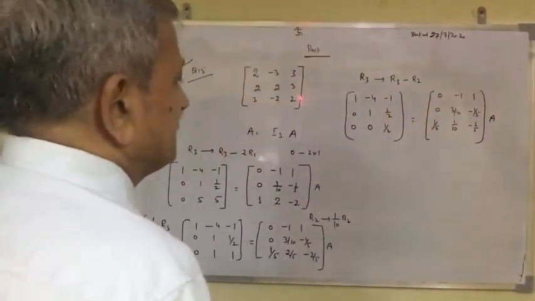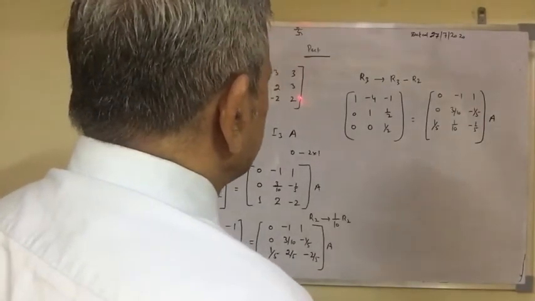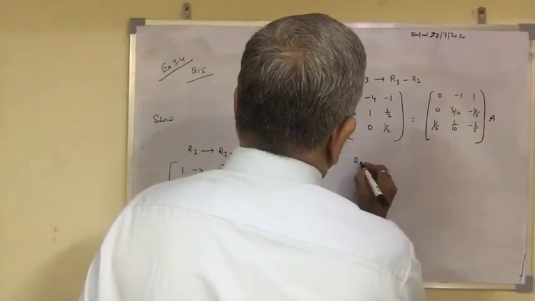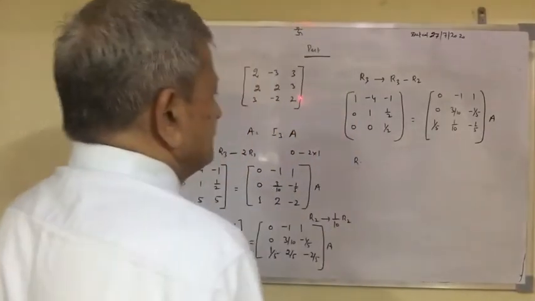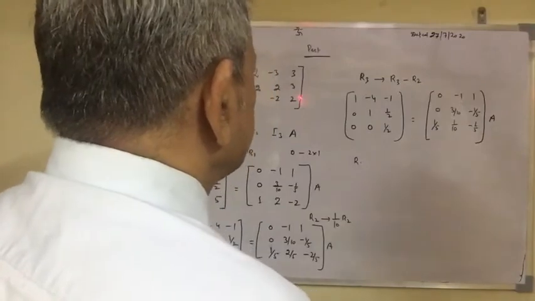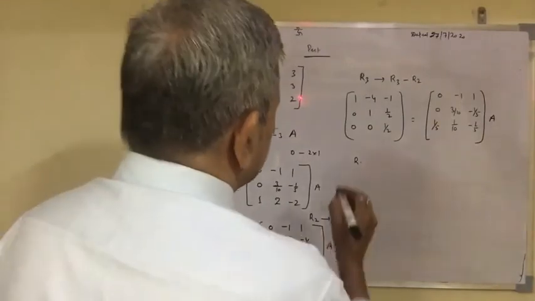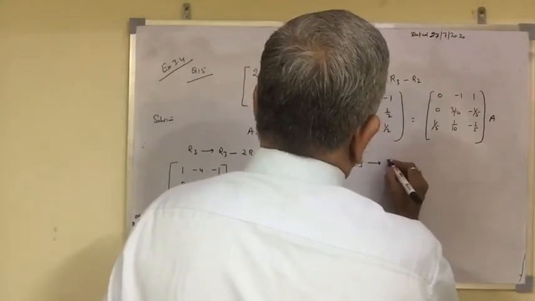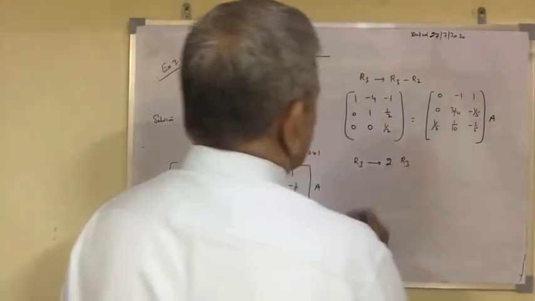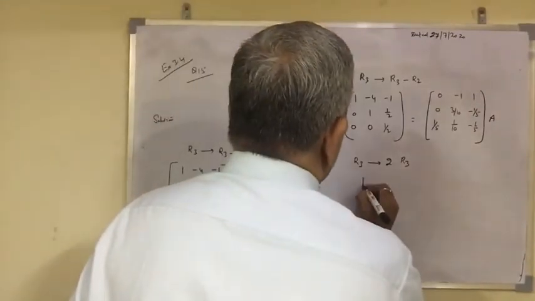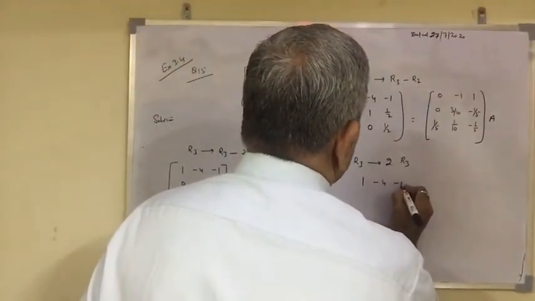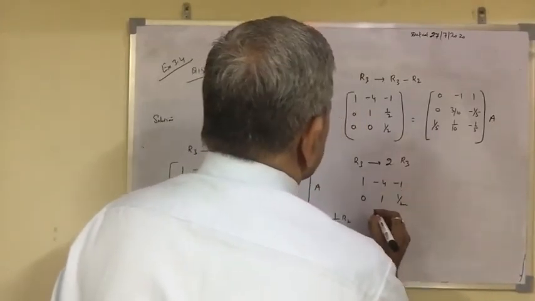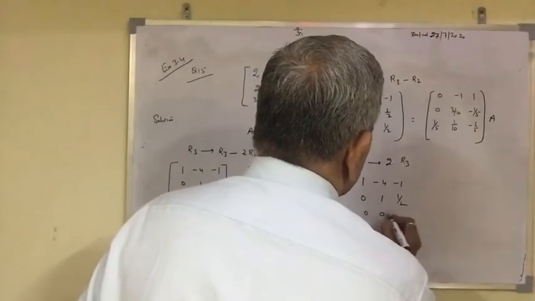Now come to the next one. Again you can do R3 operations. R3 you can take multiplied by 2. R3 tends to 2 of R3. Now multiplied by 2, you would get 1, minus 4, minus 1, and this is your 0, 1, 1 half, and this gives you 2 of R1, which gives you 0, 0, 1.